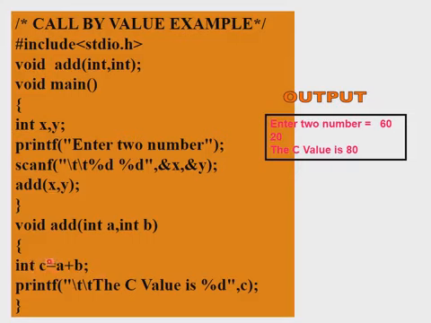In C we will add these two numbers and we will print the value of C. So let's see what the output will be. We have been asked to enter two numbers. We have entered 60 and 20, and the values will be copied into A and B, and these two numbers will be added into C, and the value of C will be 80. That means these two values are copied into A and B and we have added those two numbers.